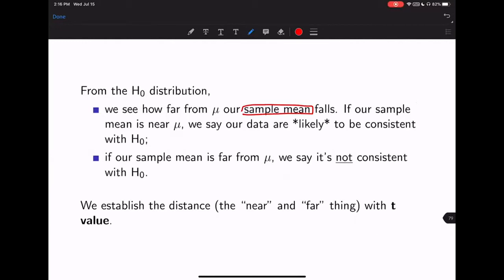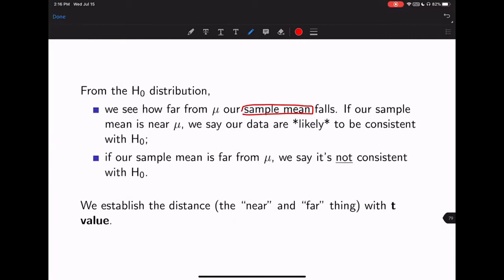If, on the other hand, our sample mean is far from the mu, we say, well, it's probably not consistent with the null hypothesis. I'm going to come back and try to define consistent or not consistent. And this is where the breakdown happens, when people misinterpret, when people perceive p-value to be something else, okay?